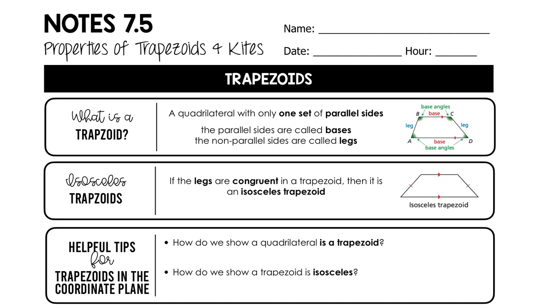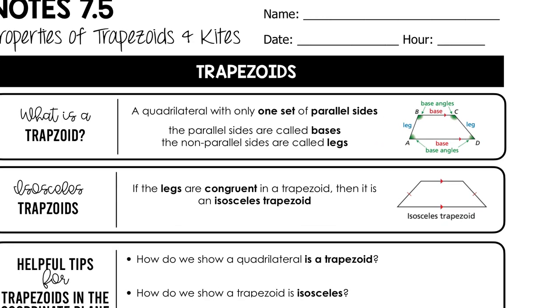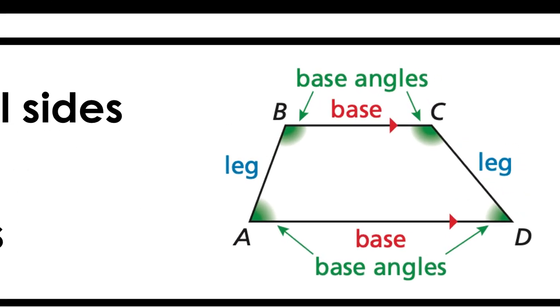A trapezoid is a quadrilateral with only one set of parallel sides. Okay, so if we look at this picture, you can see we have parallel sides right here on the top and the bottom. Those two parallel sides are called the bases. The two sides that are not parallel are called the legs of the trapezoid. The base angles are the angles formed with the base. So we have angles at B and C that are the base angles for the top base, and then we have angles A and D that are the base angles for the bottom base.